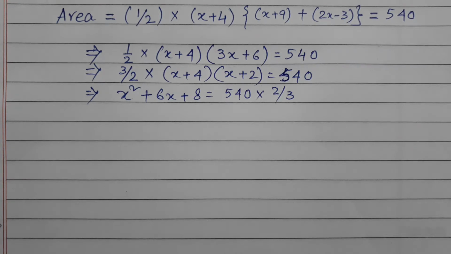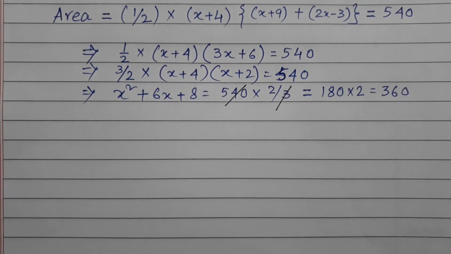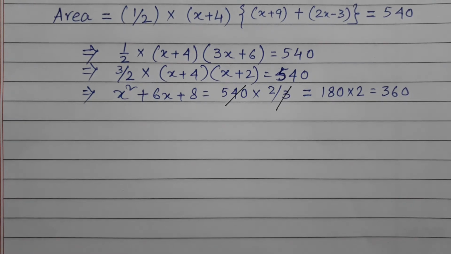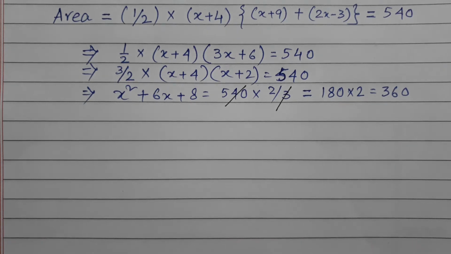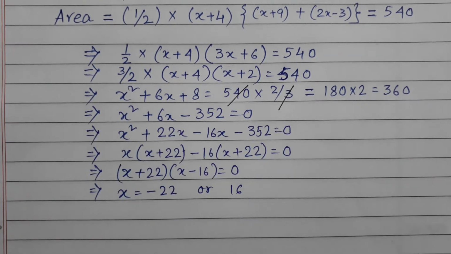Now we will divide 540 by 3. After cancelling 540 and 3, we will get 360 on the right hand side. Now we will put 360 on the left hand side to form a quadratic equation. Now after solving this equation, we get x equals minus 22 or x equals 16.